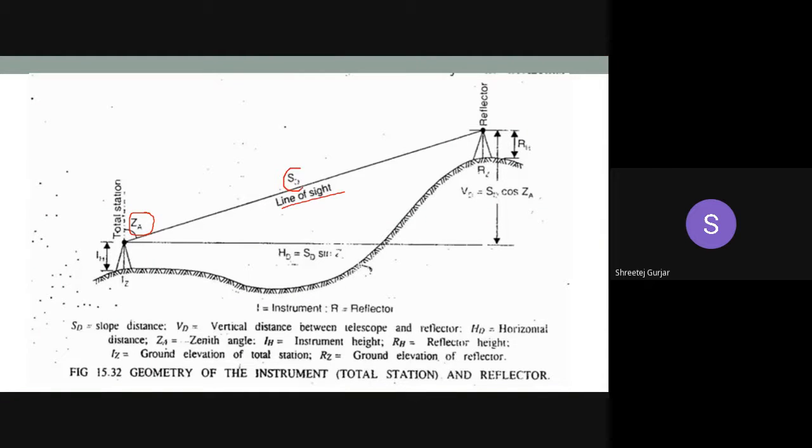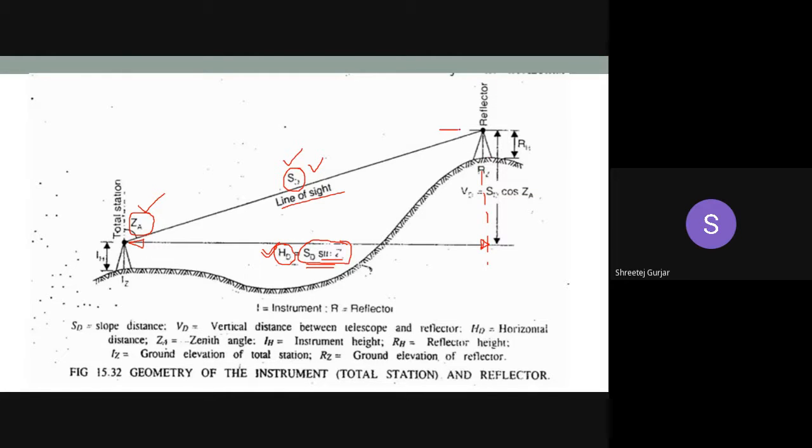This is SD, that is the slope distance. Okay, horizontal distance, as I've told you, you can see here, this is the horizontal distance from here to here. This is your horizontal distance. HD can be calculated from your SD: SD sin ZA. You can use this formula to calculate your horizontal distance. So you can see, using the zenith angle and your slope distance, you can calculate your horizontal distance.